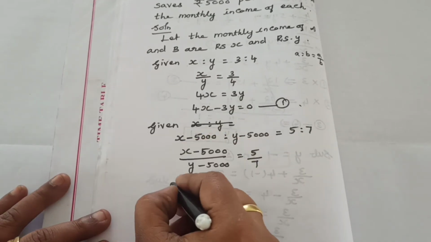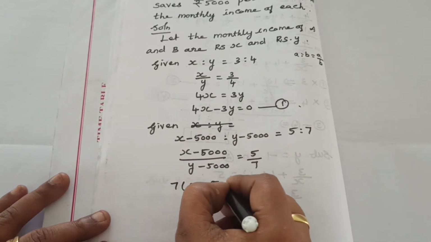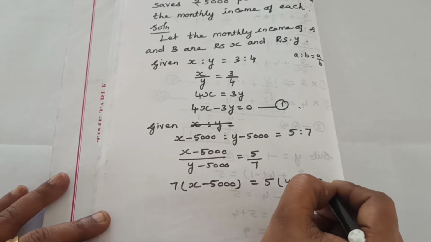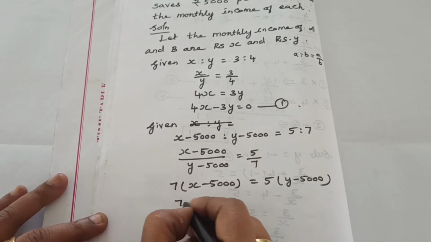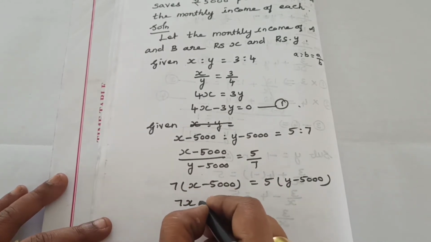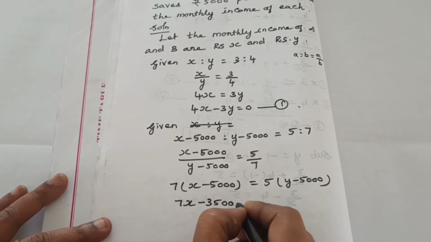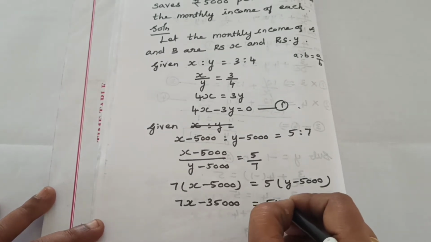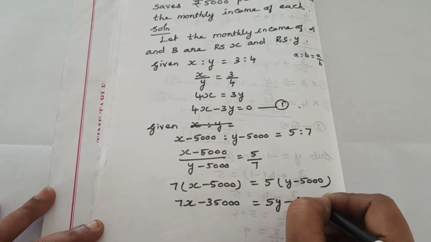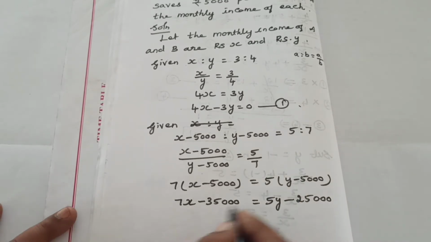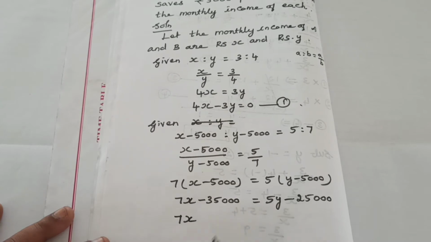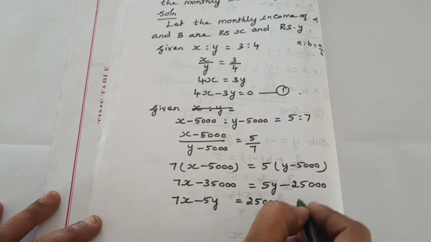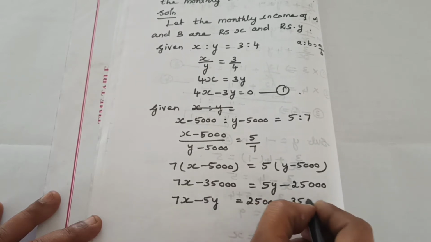Then cross multiply: 7 into x minus 5,000 equal to 5 into y minus 5,000. Okay, then 7x, 7 5s are 35, then 000, equal to 5y minus 5 5s are 25, then 000. Any doubt? This 5y we have to bring here. 7x minus 5y is equal to 25,000 plus 35,000.